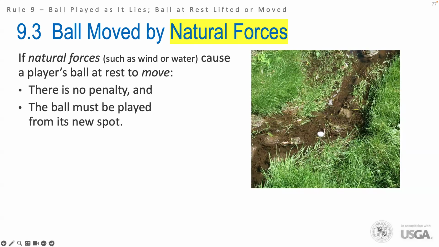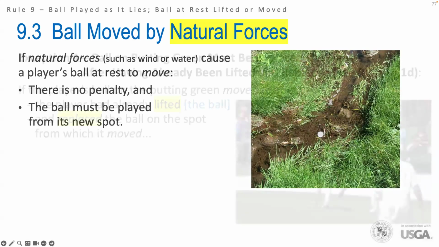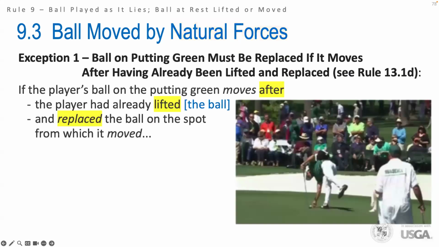So there we saw that ball move from its spot. Just got to play it from its new spot. There are some exceptions, however, these are going to be called out.